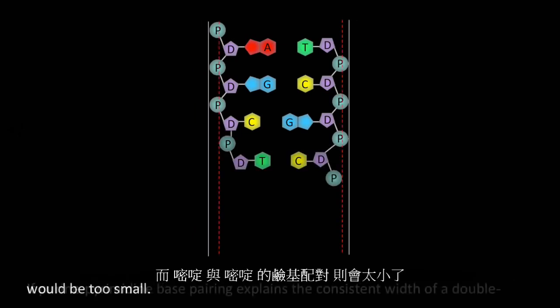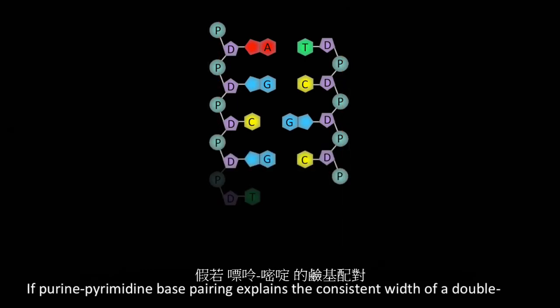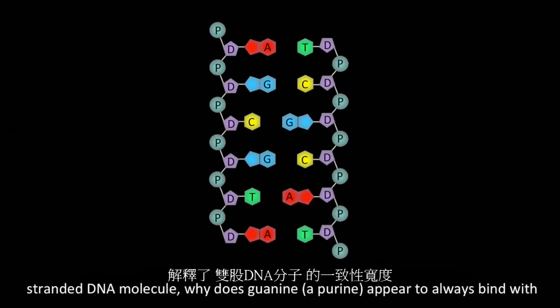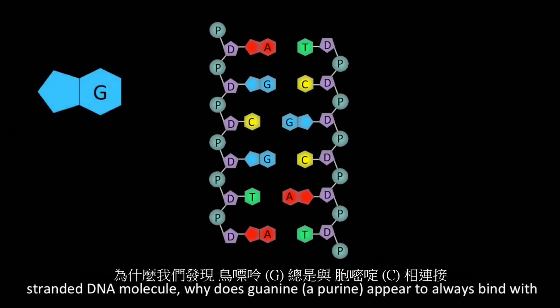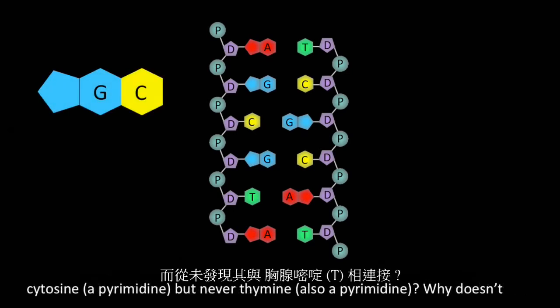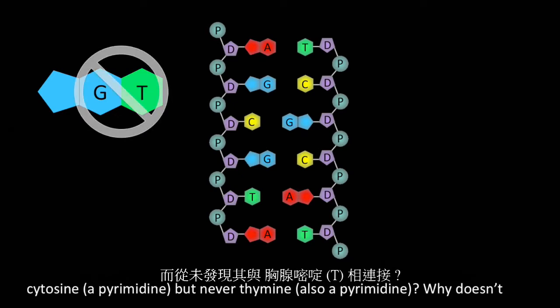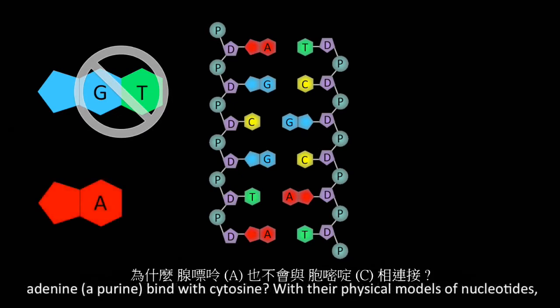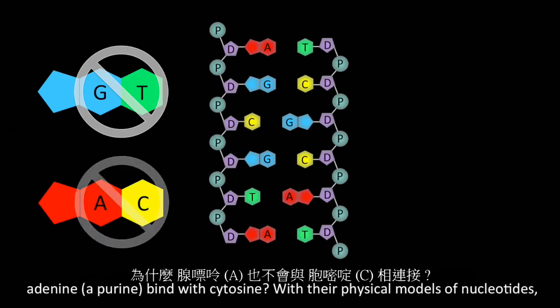If a purine-pyrimidine base pairing explains the consistent width of a double-stranded DNA molecule, why does guanine, a purine, always appear to bind with cytosine, a pyrimidine, but never thymine, also a pyrimidine? Why doesn't adenine, a purine, bind with cytosine?